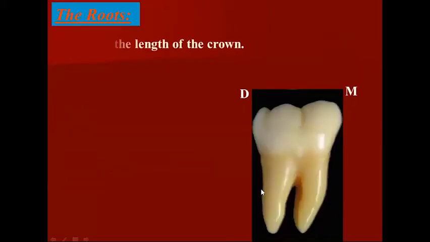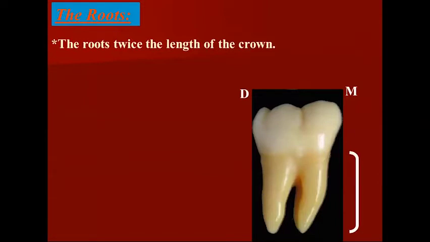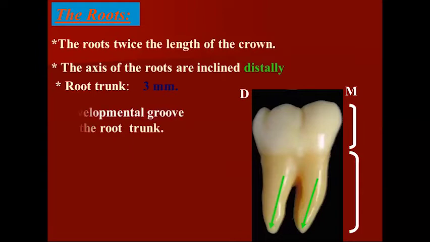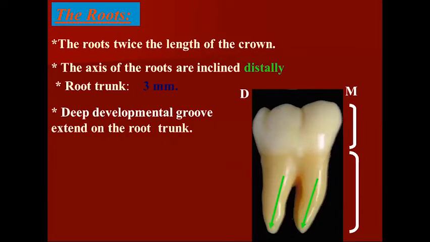Roots. The roots are twice the length of the crown. The axes of the roots are inclined distally. Root trunk 3 millimeters. Deep developmental grooves extend on the root trunk.